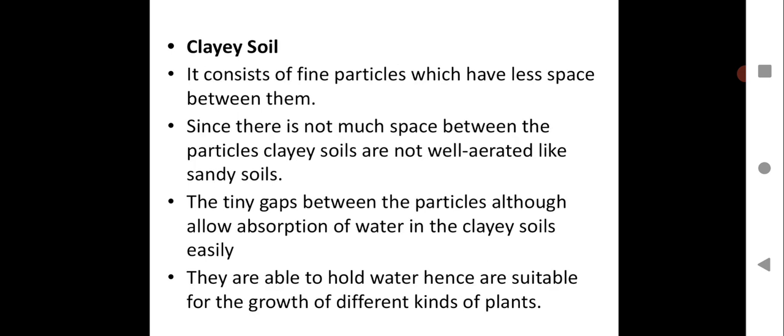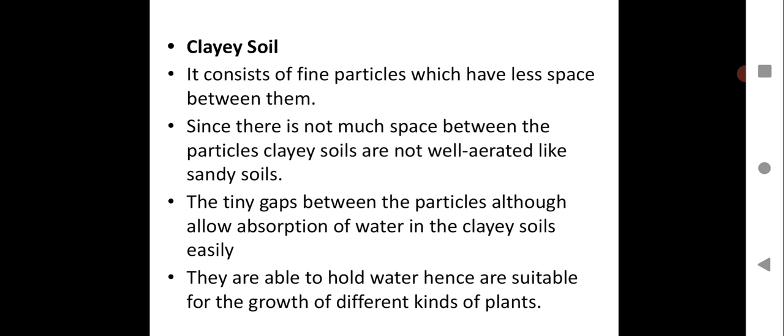Then we will see what is clay soil. Clay soil consists of fine particles which have less space between them. So when you have very fine particles, you can imagine that when they are closer, the spaces between them will be very less. Since there is not much space between the particles, clay soils are not well aerated like sandy soils. The tiny gaps between the particles, although, allow absorption of water in the clay soils easily.